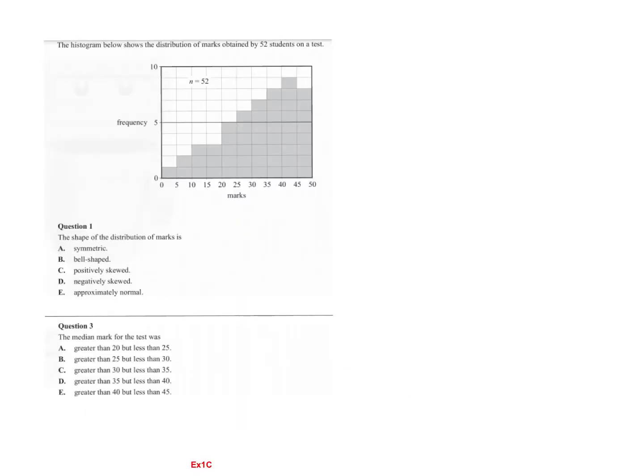The histogram shows the distribution of marks obtained by 52 students. So they're nice, they've given us the 52 there. The shape of this distribution, what's this one? Yeah, negative skewed. The median mark for this is, so remember the median's going to be found at n plus 1 divided by 2. So 52 plus 1 divided by 2. So it's going to be the 26.5.